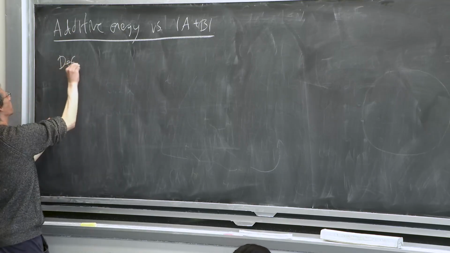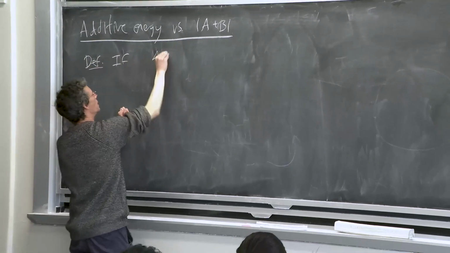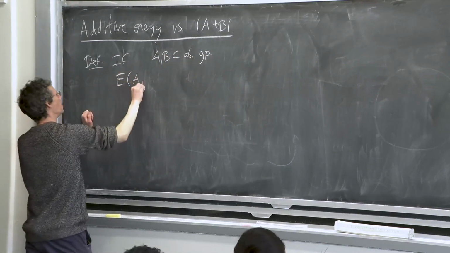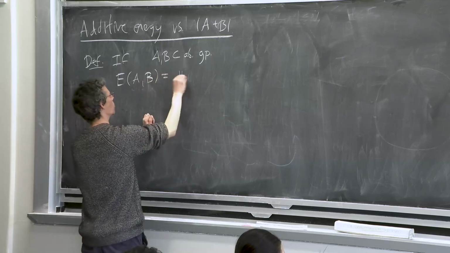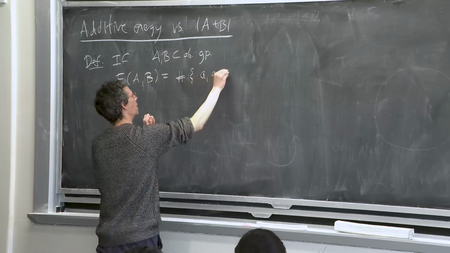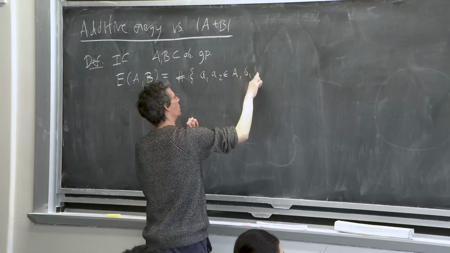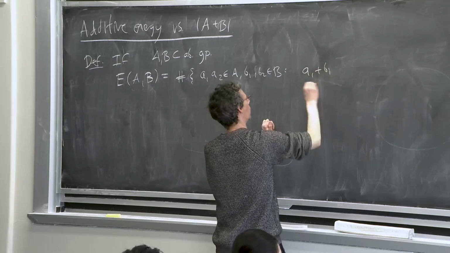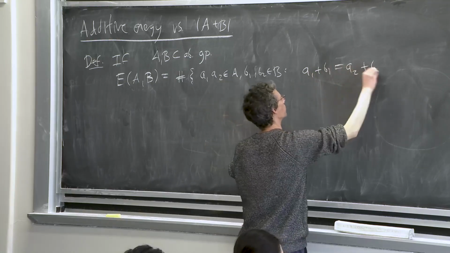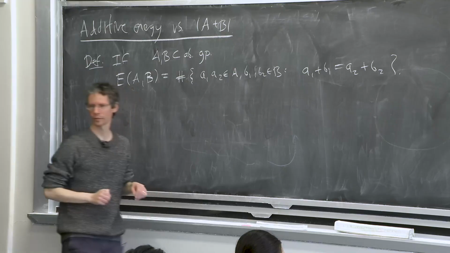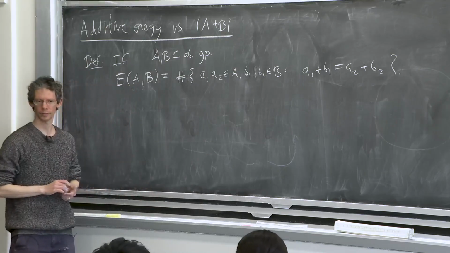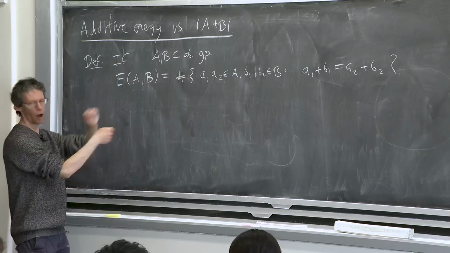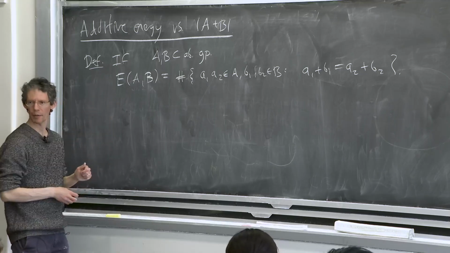Definition: if A and B are contained in an abelian group, the energy of A, B is the number of quadruples A1 and A2 in A, B1 and B2 in B, so that A1 plus B1 is equal to A2 plus B2. So if you add numbers from A and B, how many coincidences are there? Does it frequently happen that you get the same number?